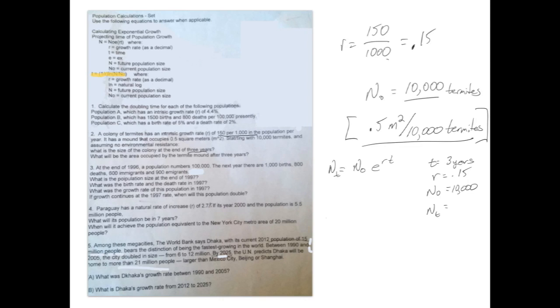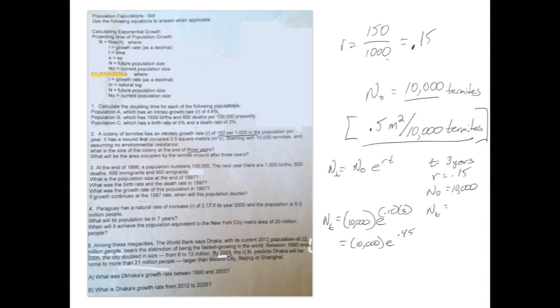So all we have to do is take NT. There's no algebraic manipulation really required here. It's 10,000 times e to the 0.15 times 3. So 0.15 times 3 is 0.45. So that's 10,000 times e to the 0.45 power. Now, taking natural logs here, I don't think they're going to give you a problem like this, but it really is good practice to do it. So then you would take e to the 0.45 power.